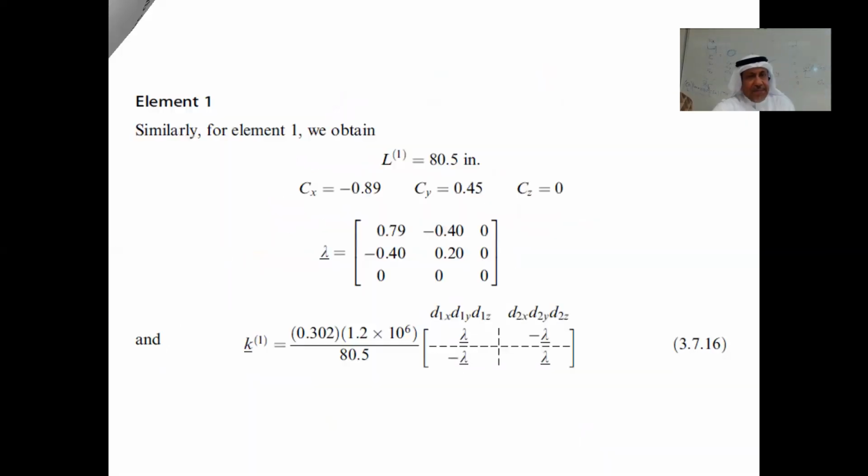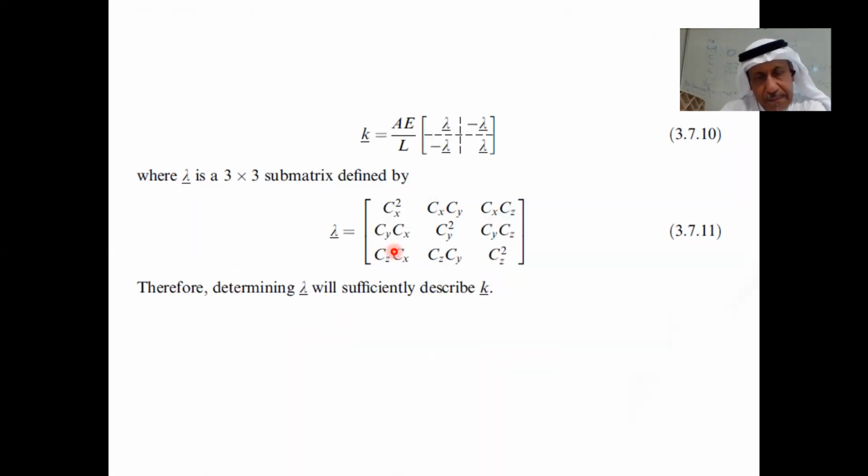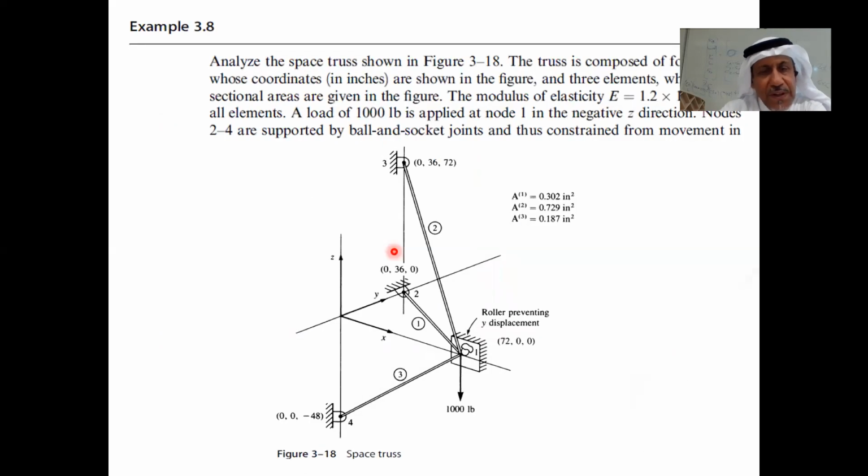In the next slide, it is the same thing, but element number 1. How did he find Cx as minus 0.89? Same formula as the last one. So for element number 1, where is it going from and to? You have to determine for each member which one is the I node and which one is the J node. For member 3, we said 1 and 4. For member number 1, it is 1 and 2. So it will be x2 minus x1 divided by L, and y2 minus y1 divided by L.